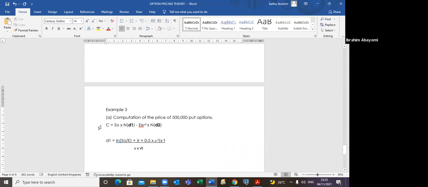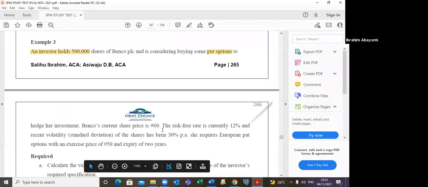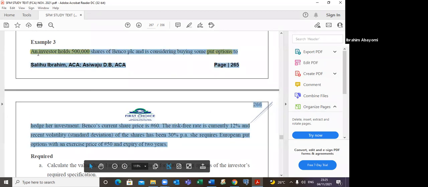So what is our S0? Invariably, I'm sorry. You should not be happy when I'm solving all the questions for you, honestly. At all. If I'm solving all the questions for you, it means there is a big problem. You can never get an option pricing theory question that will be simpler than this. To be frank with you, you can never. It's not possible.